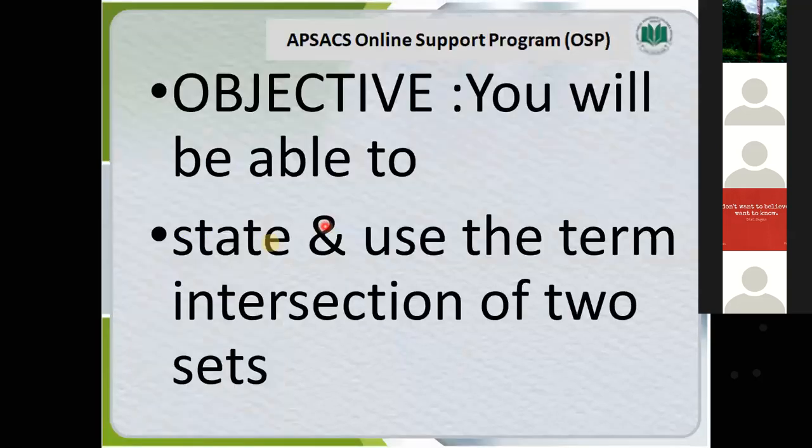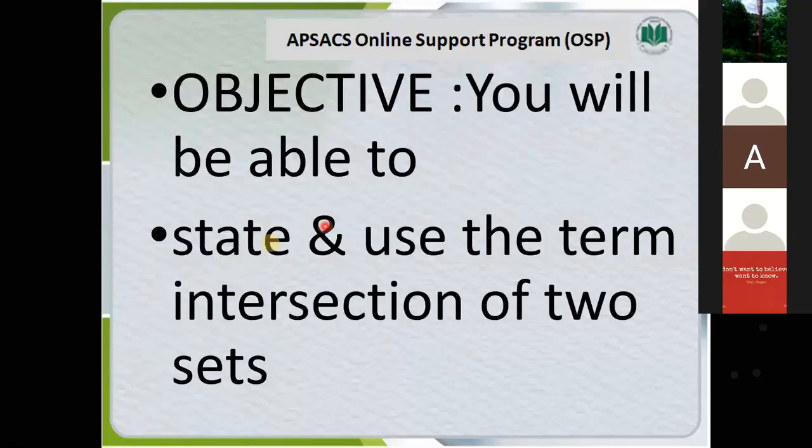Okay. Yes, ma'am. Obviously, being a teacher, whenever I have to plan a lesson, I have some objective. So my objective is that, inshallah, by the end of these 40 minutes, all of you will be able to state and use the term intersection of two sets. Have you ever heard this word intersection in your daily life? No problem if you haven't heard.